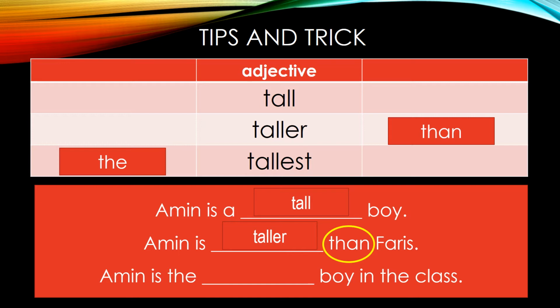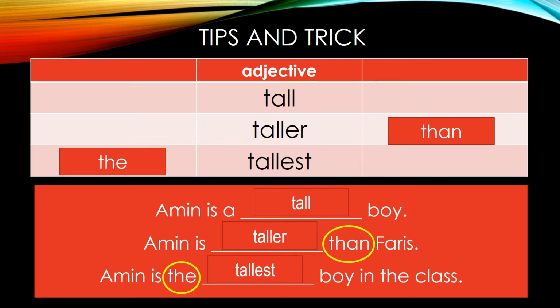And the third one: Amin is the blank boy in the class. So there's the word "the" as the keyword before the blank. So the answer must have EST. Amin is the tallest boy in the class.